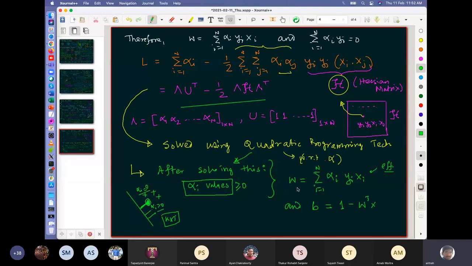Once we get it, we get the values of the weight and b, and hence we finalize our support line, which is also called a support vector machine model. It's a linear separation model that we are trying to build. So this is our support vector machine model, which we find by solving these equations.